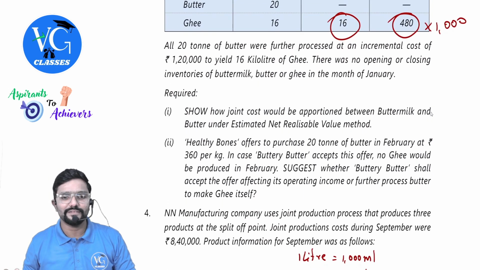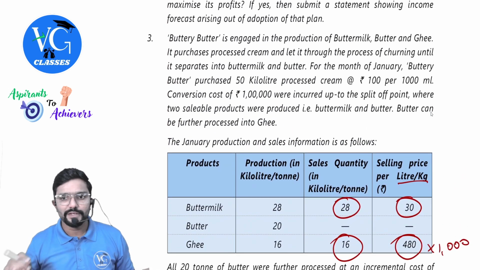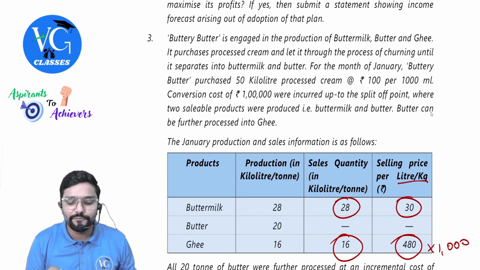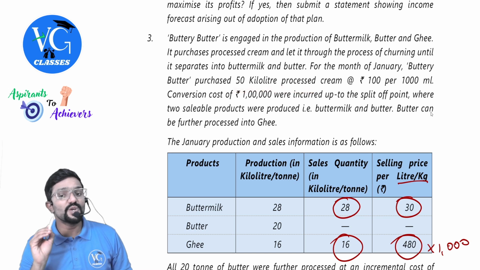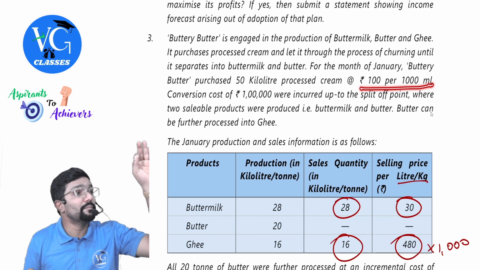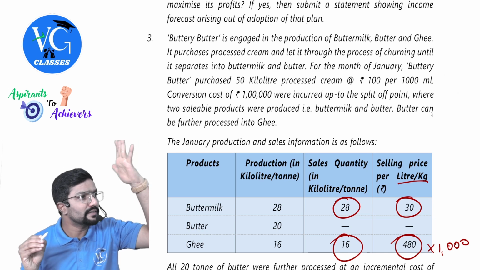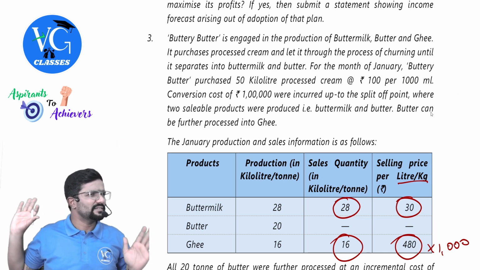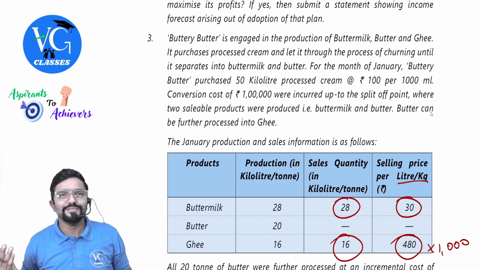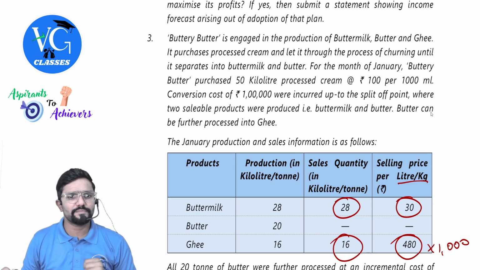Presentation, everything you will take care of. Come to this point. For the month of January, let me read: Buttery Butter purchased 50 kiloliter processed cream at 100 per 1000 ml, and 1000 ml is 1 liter. Understanding? So 100 rupees per liter. See how they have created all this confusion; they would have used per liter only. So 100 rupees per liter.